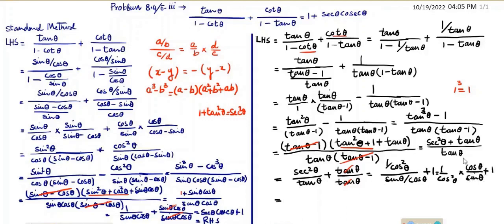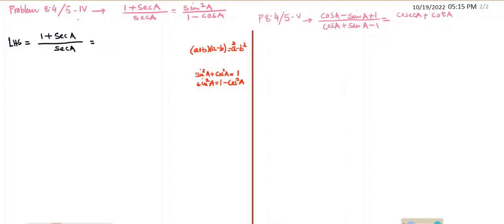Cos theta in the numerator will cancel one power of cos in the denominator. So we are left with 1 over cos theta sin theta plus 1. We know that the reciprocal of cos theta is sec theta and that of sin theta is cosec theta. We move on to the next part now.